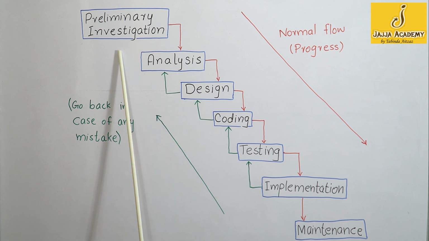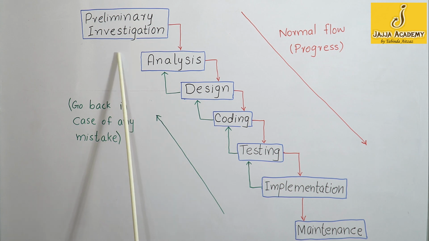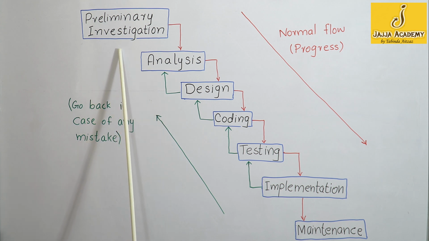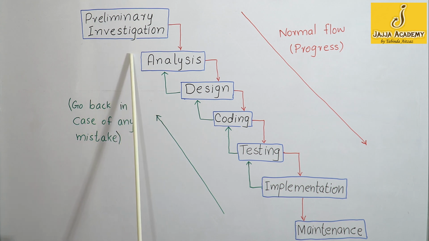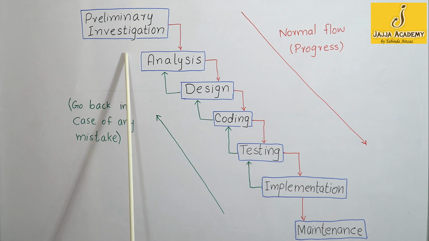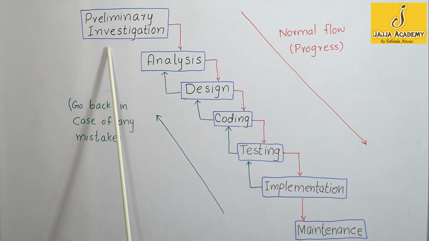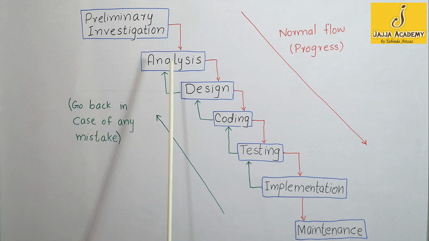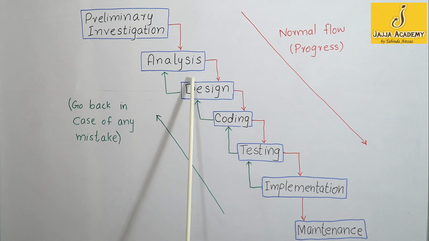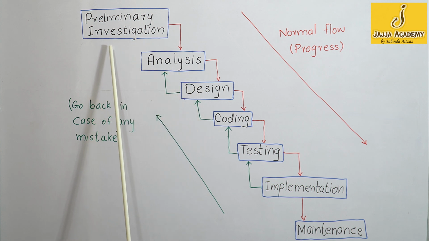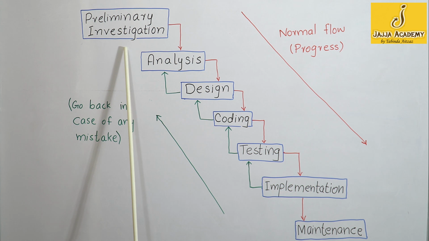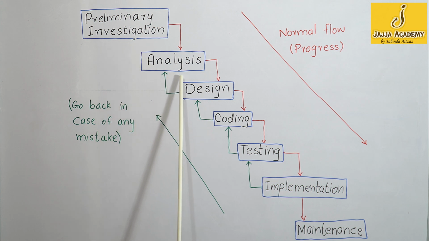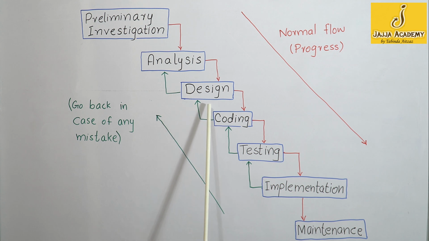Each phase produces an outcome on which the next phase depends. For example, the preliminary investigation phase decides whether to start a project or not. If the report of preliminary investigation is okay, then the software development team starts analysis. Otherwise, the process stops right here at the stage of preliminary investigation. Similarly, on the basis of analysis report, the design phase is based, and so on.